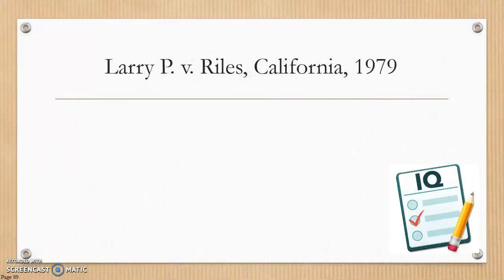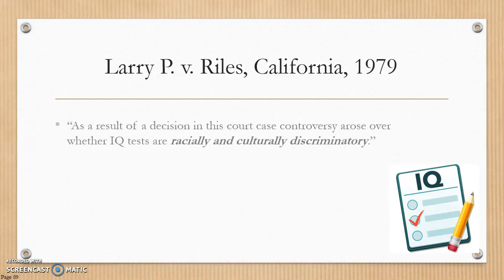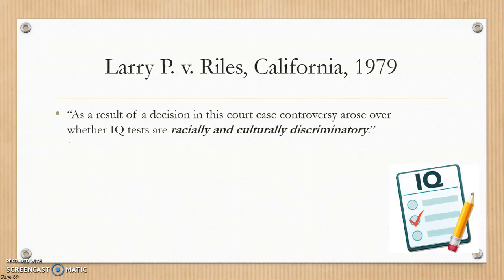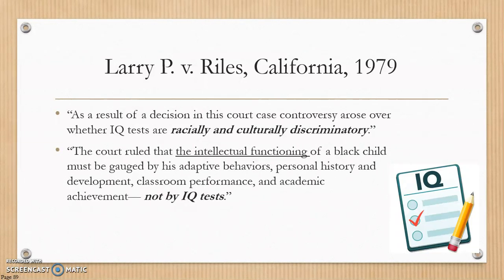Now we're going to talk about the court case Larry P. versus Riles, California, 1979. The court decided that there's controversy that arose over this court case, whether IQ tests are racially and culturally discriminatory. And the court ruled that the intellectual functioning of a black child must be gauged by his adaptive behavior, personal history and development, classroom performance, and academic achievement, not by IQ tests.